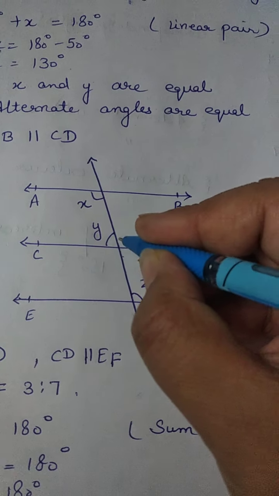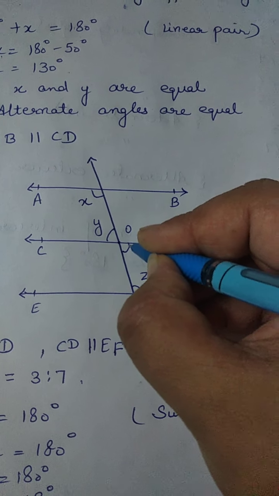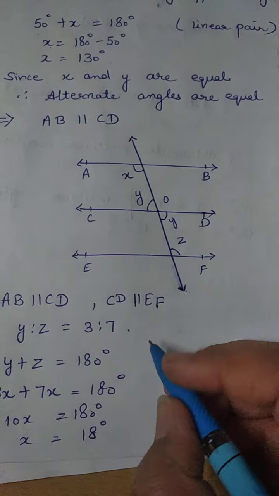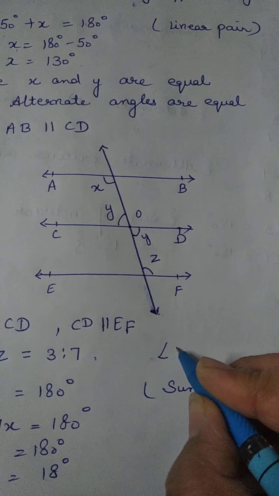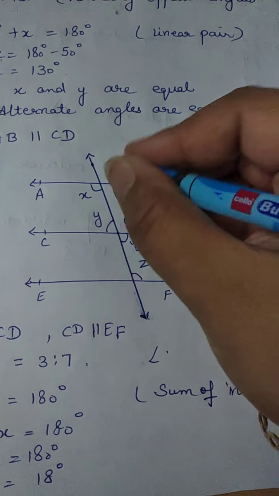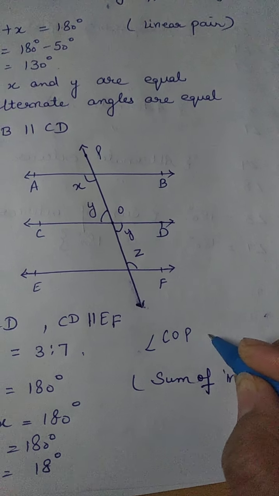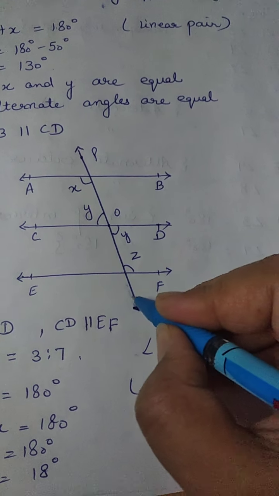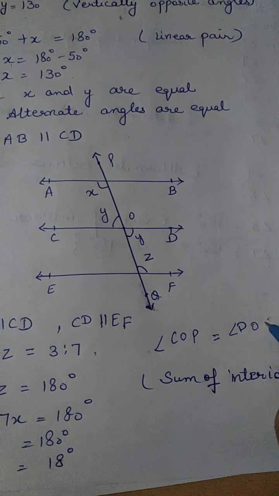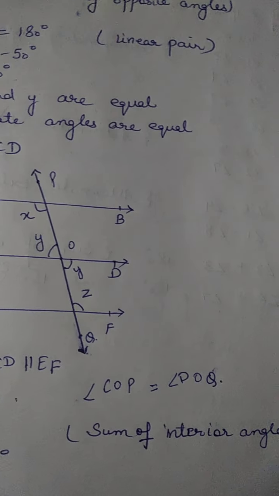You can see here, these are the two lines which are cutting each other at this point. Name this point O. So this is also y. Why? Because they are vertically opposite angles. You can write here, angle CO, you can name it anything like P. Angle COP is equal to DO, name it Q, like DOQ, right? COP is equal to DOQ.